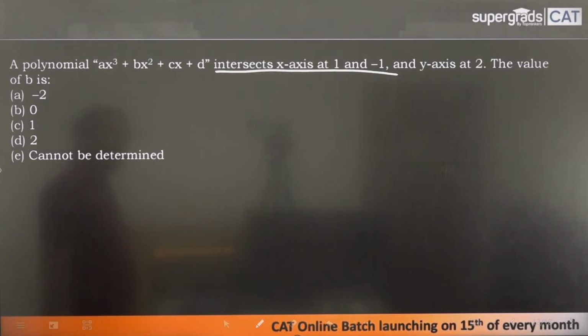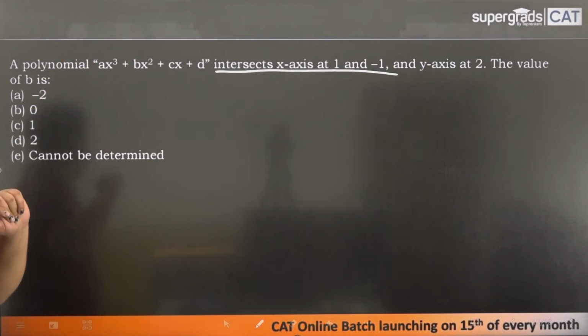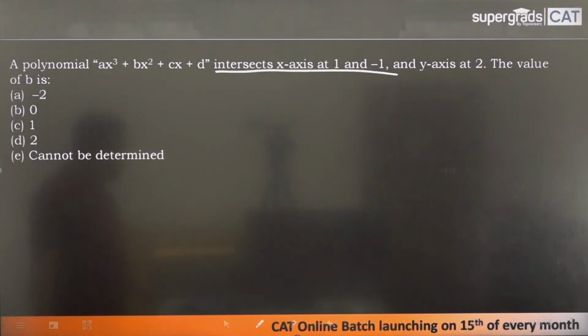Can we say 1 and minus 1 are the roots of this polynomial? Zeros of this polynomial? The correct word is zeros. When it becomes an equation, we have roots. It's an expression, so we have the zeros. I hope you know that. So 1 and minus 1 are the values at which this becomes 0, right?